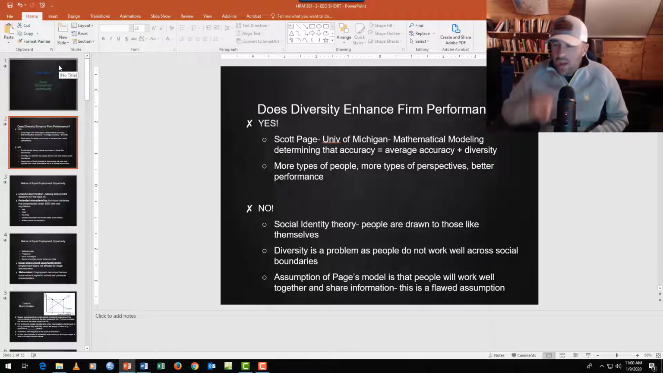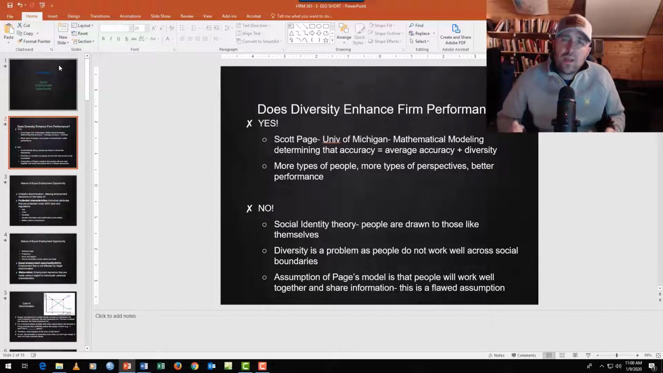Beginning with the question that comes up a lot: does diversity enhance firm performance? So here's the idea that everyone's told when they're, I don't know, in 5th grade or something. We all hold hands. We all come from different perspectives and different cultures and see different things, and we all hold hands and sing Kumbaya and everything is great.